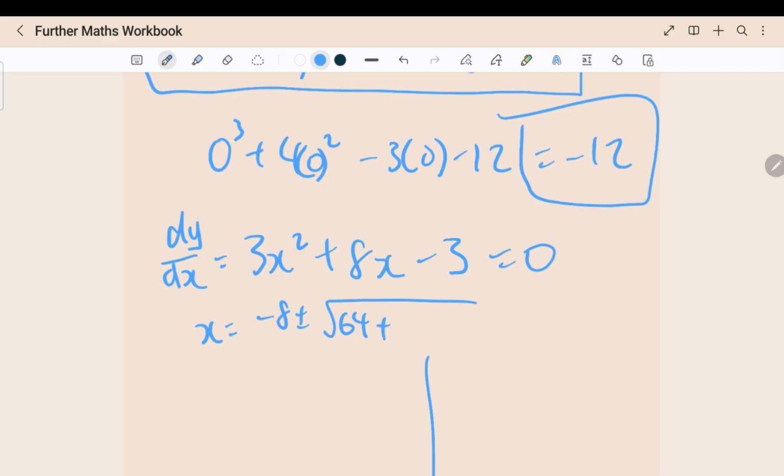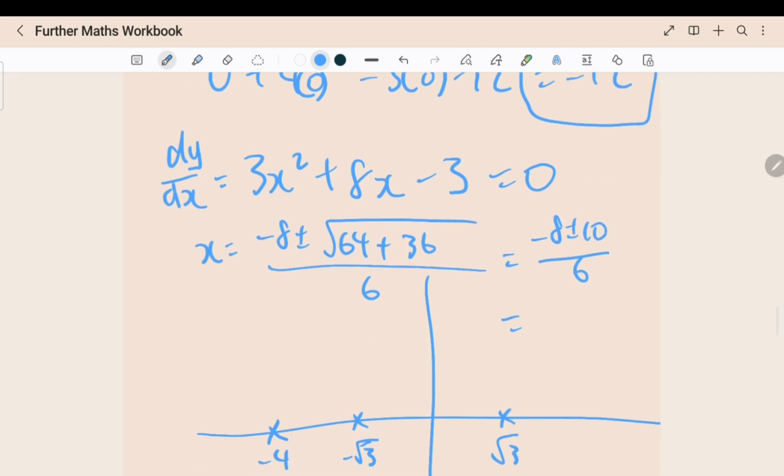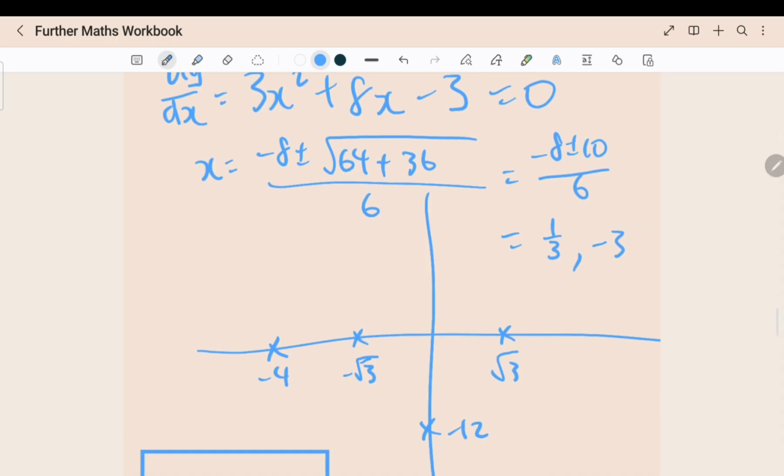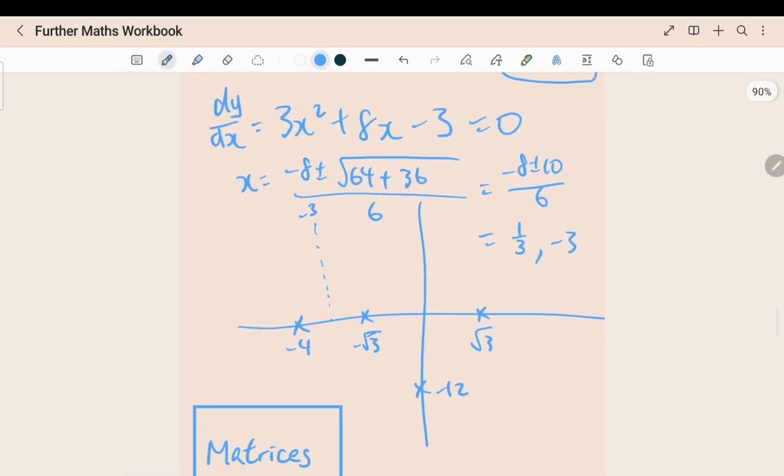So I get 48, I think? No, 36. All over 2a, which is 6. So I get negative 8 plus or minus 10 over 6, which gives me either a third or negative 18 over 6, which is minus 3. So minus 3 will be somewhere here. I'm going to be careful with my minus 3. And I'm going to have a third, which is going to be approximately here.